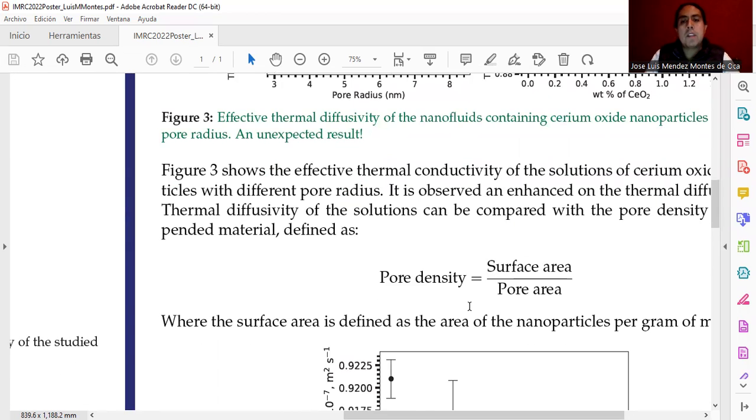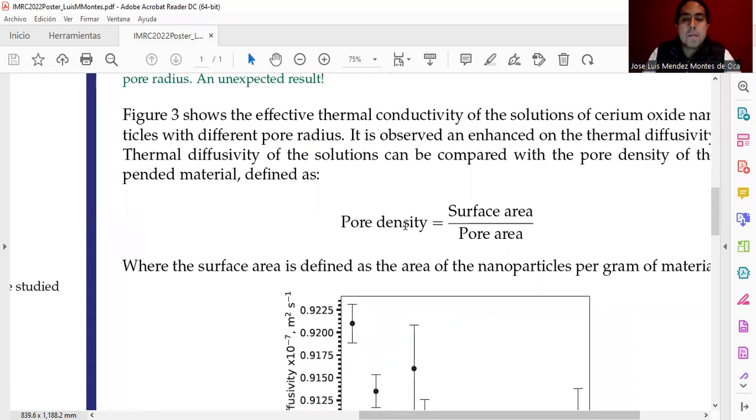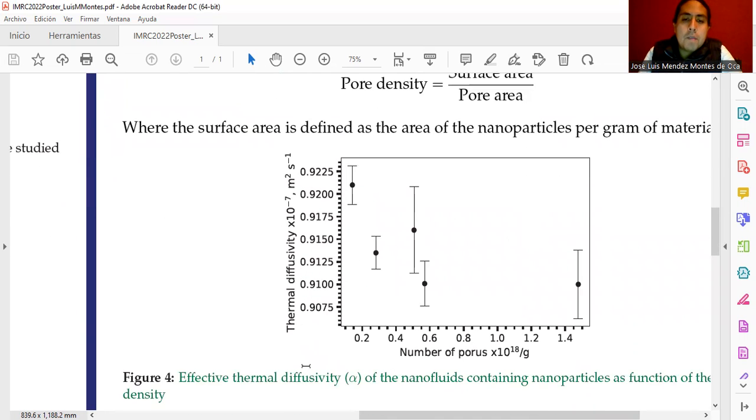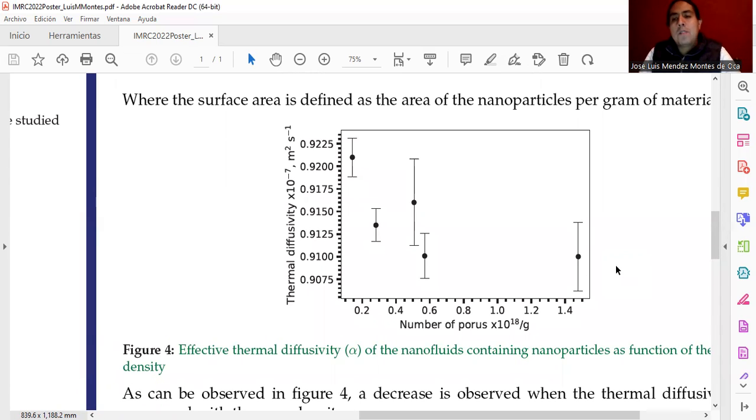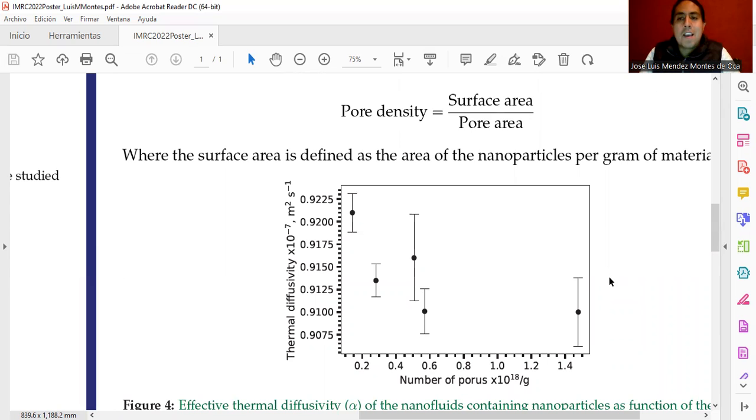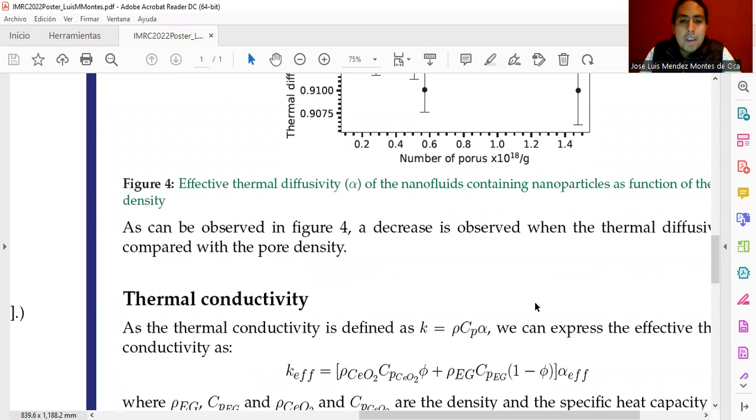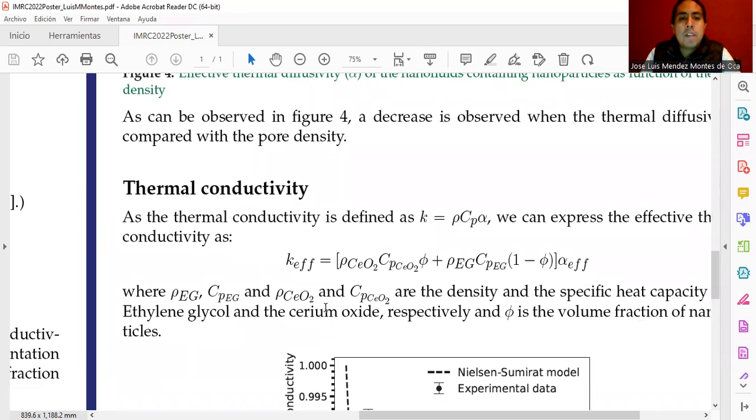Then we propose a different quantity that we call pore density, which is the surface area over the pore area. This quantity means the number of pores per gram. In this way we have a behavior with more sense. So what we need is a density of pores. And we calculate the thermal conductivity.